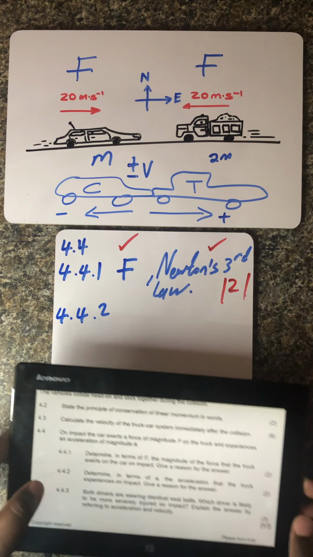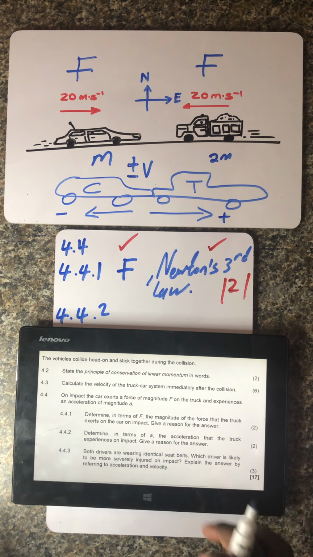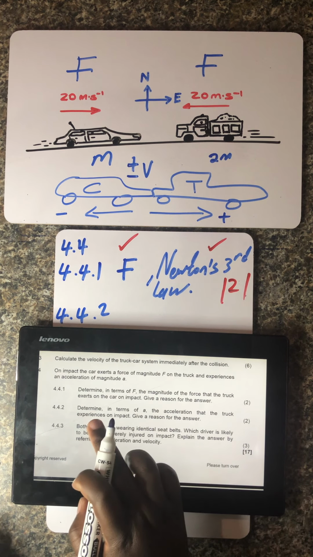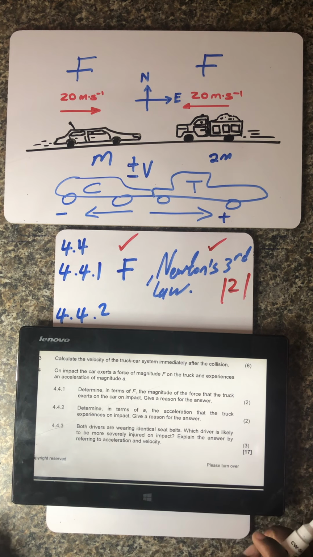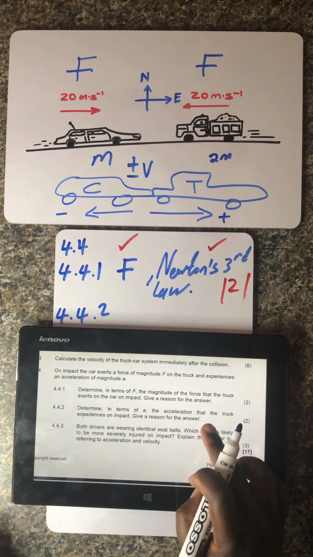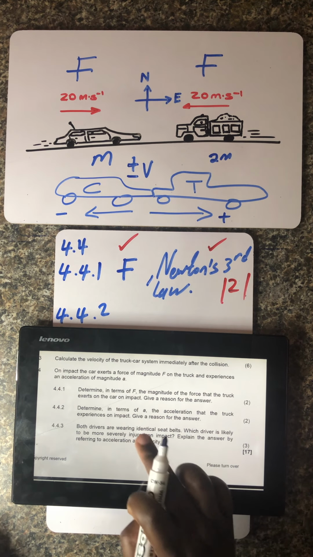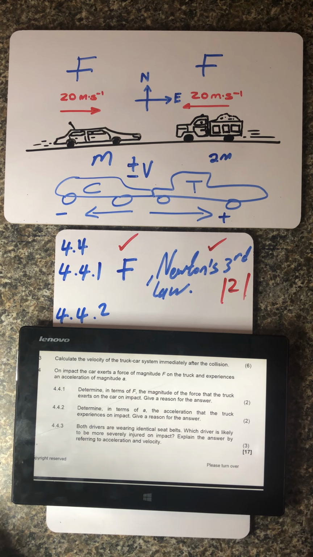4.4.2. Let's check what the question says. The question says, determine in terms of A, the acceleration that the truck experiences on impact. Give a reason for the answer. Very, very important. It's very important that you fully understand what the question says.